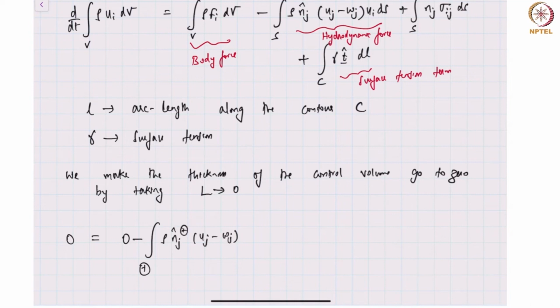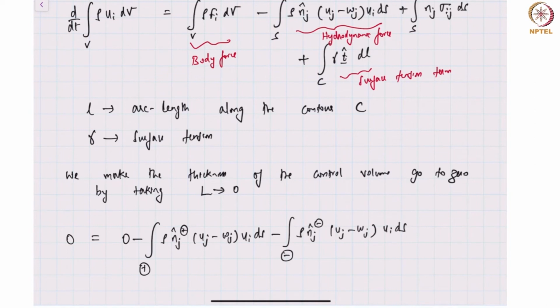uj minus wj uids plus, or I can write down on the other side as well, that is minus. Each term, let's separately write them down. nj minus uj minus wj uids. That's on both sides for the hydrodynamic force, surface force term.